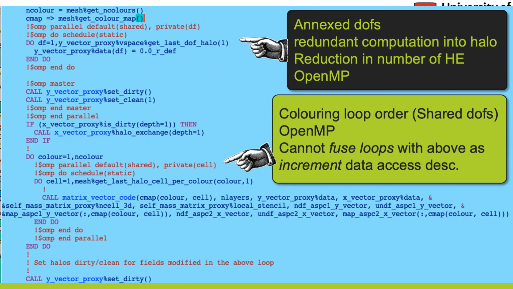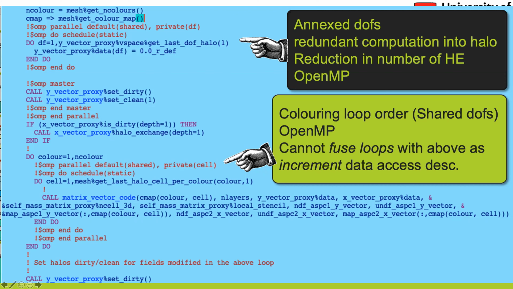The other thing you notice, because we're also doing OpenMP, is that we now have to do what we call coloring, because this is for shared degrees of freedom. You can see there is a call to the coloring infrastructure up here, and then we use it here. The loop order is now to the last halo cell per color, and then we loop over the number of colors. Then we do OpenMP, and then we do the looping here.